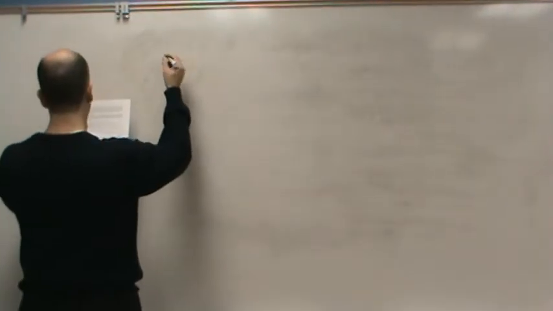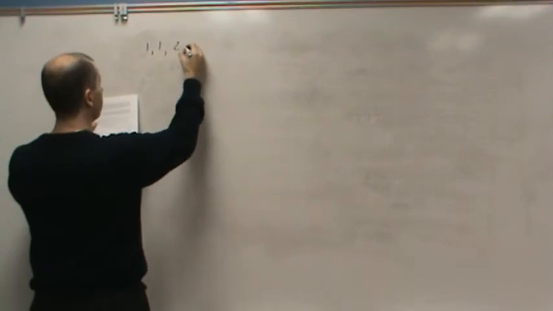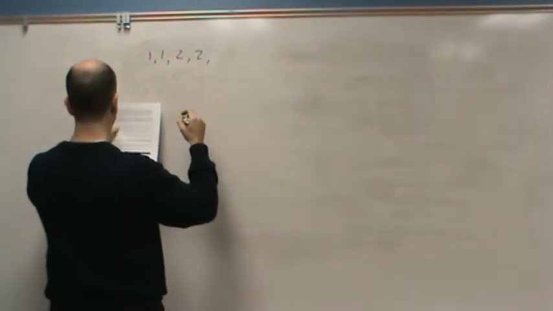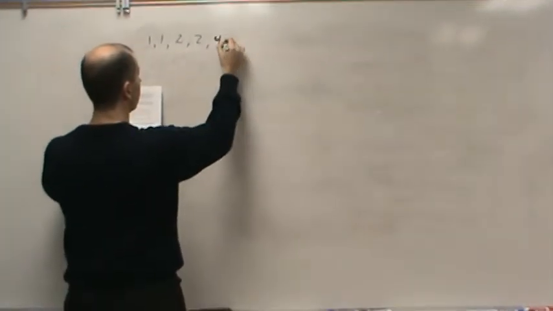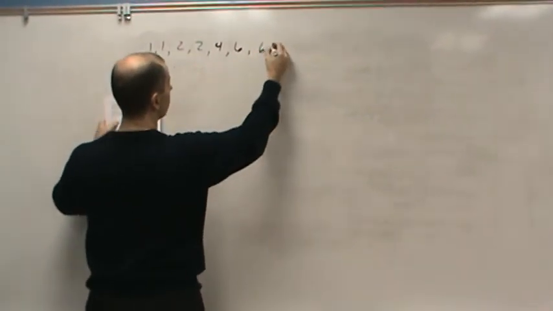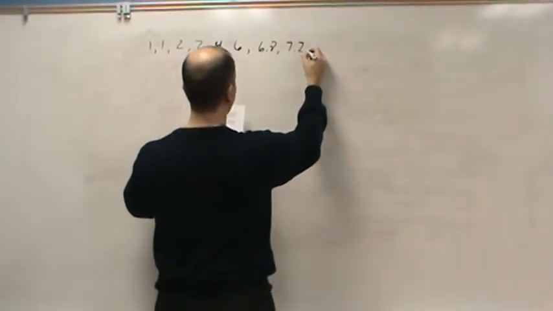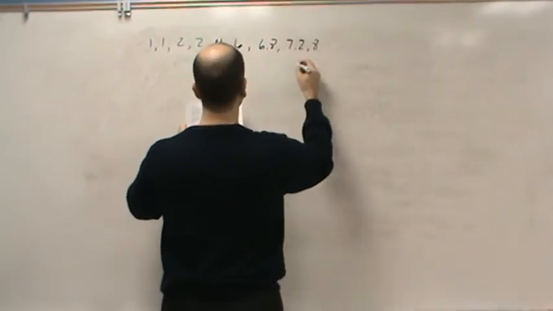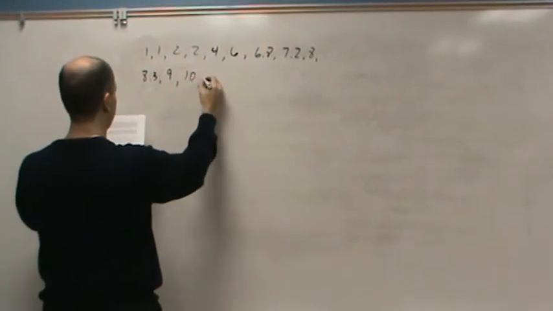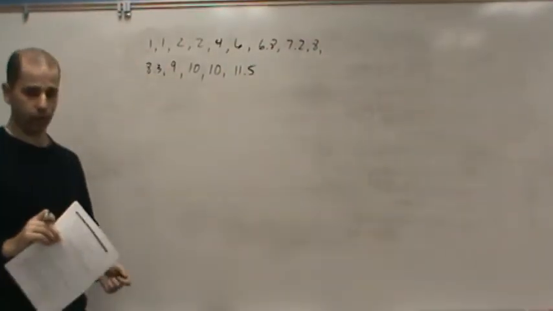So here's the data set that I'm going to use: 1, 1, 2, 2, 4, 6, 6.8, 5. Okay, so let's talk about quartiles.